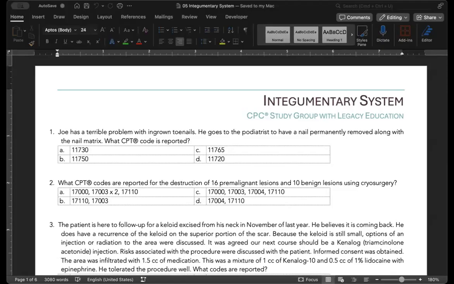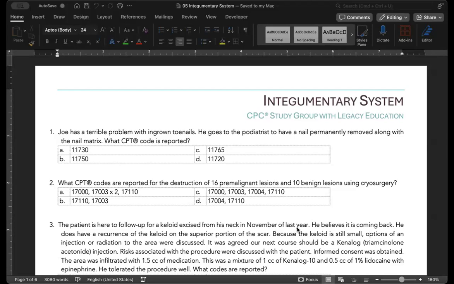All righty, so let's just start out with number one, integumentary system. Number one, Joe has a terrible problem with ingrown toenails. He goes to the podiatrist to have a nail permanently removed along with the nail matrix. So with this one, since we only have one code in each of our answers, let's actually look this up from scratch instead of doing process of elimination.